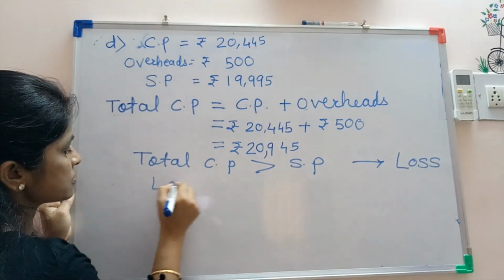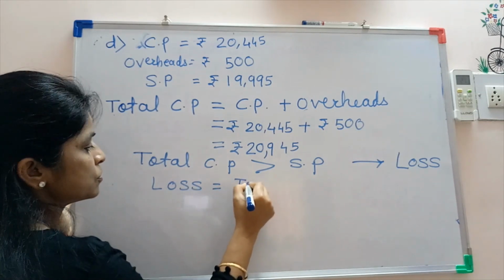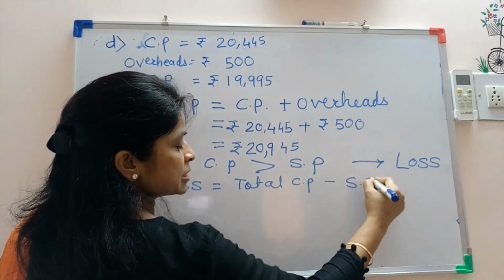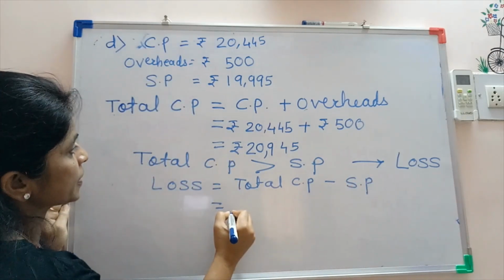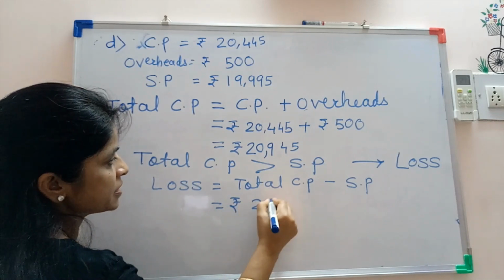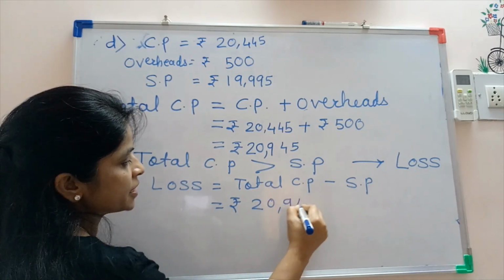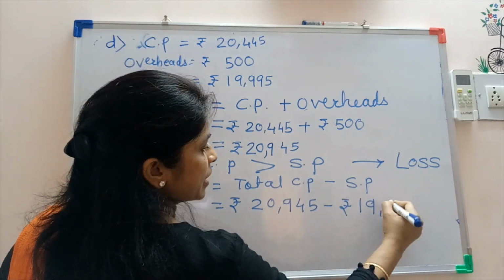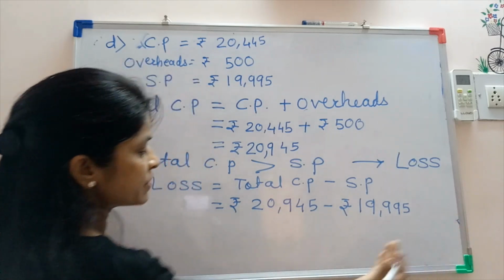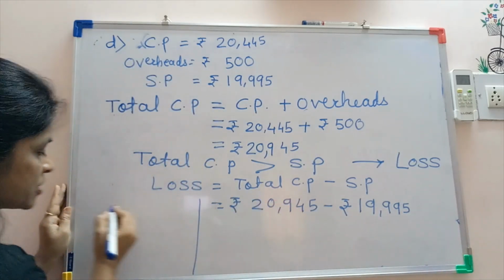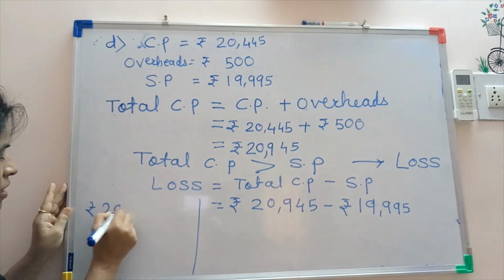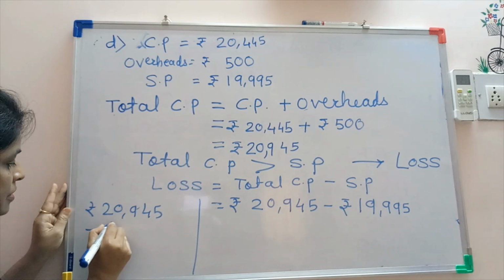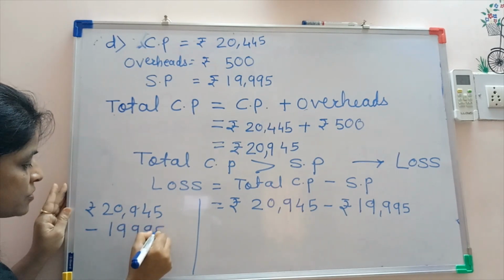So loss is equal to total CP minus SP. What is total CP? That is rupees 20,945 minus rupees 19,995. So make it one side. When we make this subtraction one side, rupees 20,945 minus 19,995. So do the subtraction.